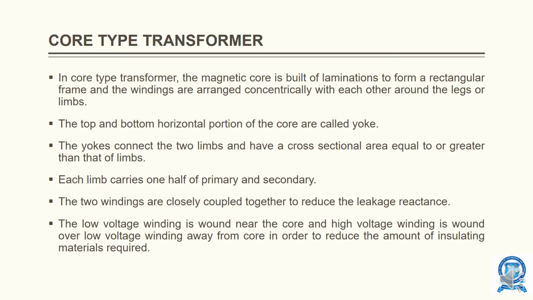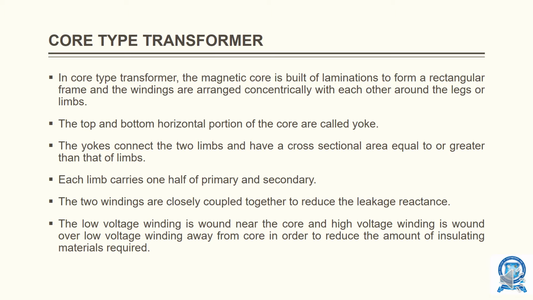Core type transformer. In a core type transformer, the magnetic core is built of laminations to form a rectangular frame, and windings are arranged concentrically with each other around the legs or limbs. The top and bottom horizontal portions of the core are called the yoke, and the yoke connects the two limbs and has a cross-sectional area equal to or greater than that of the limb. Each limb carries one half of the primary and secondary.